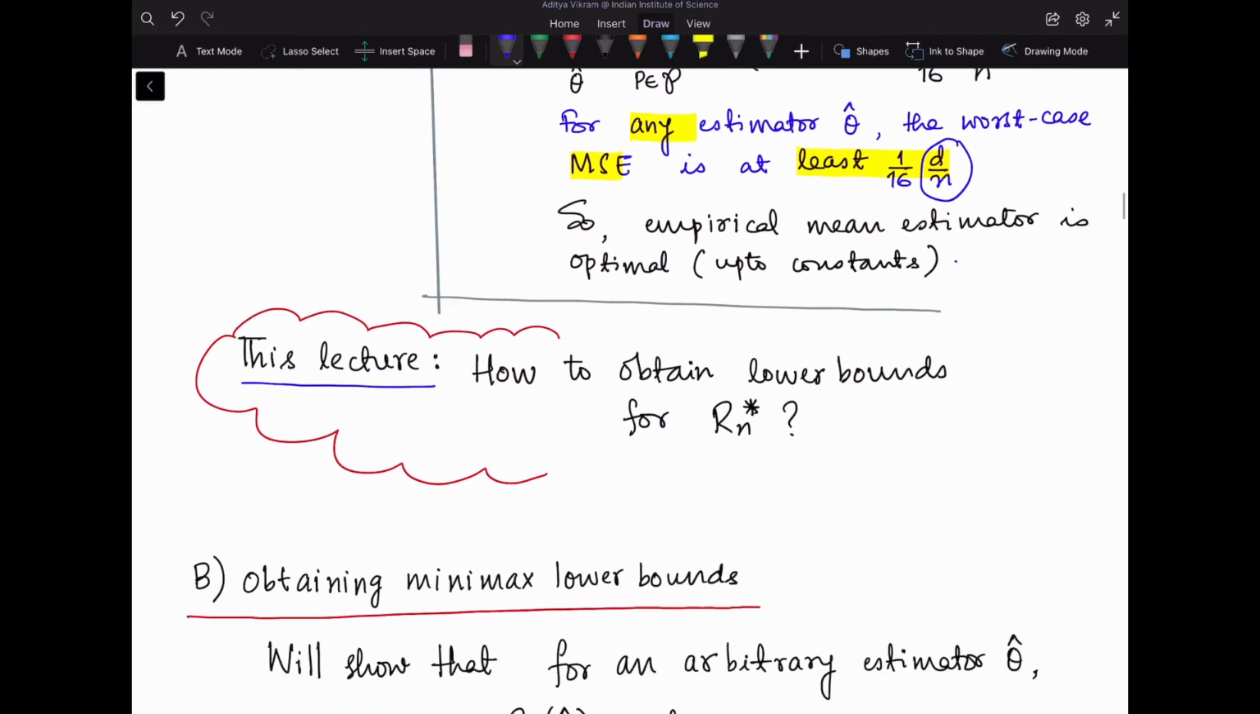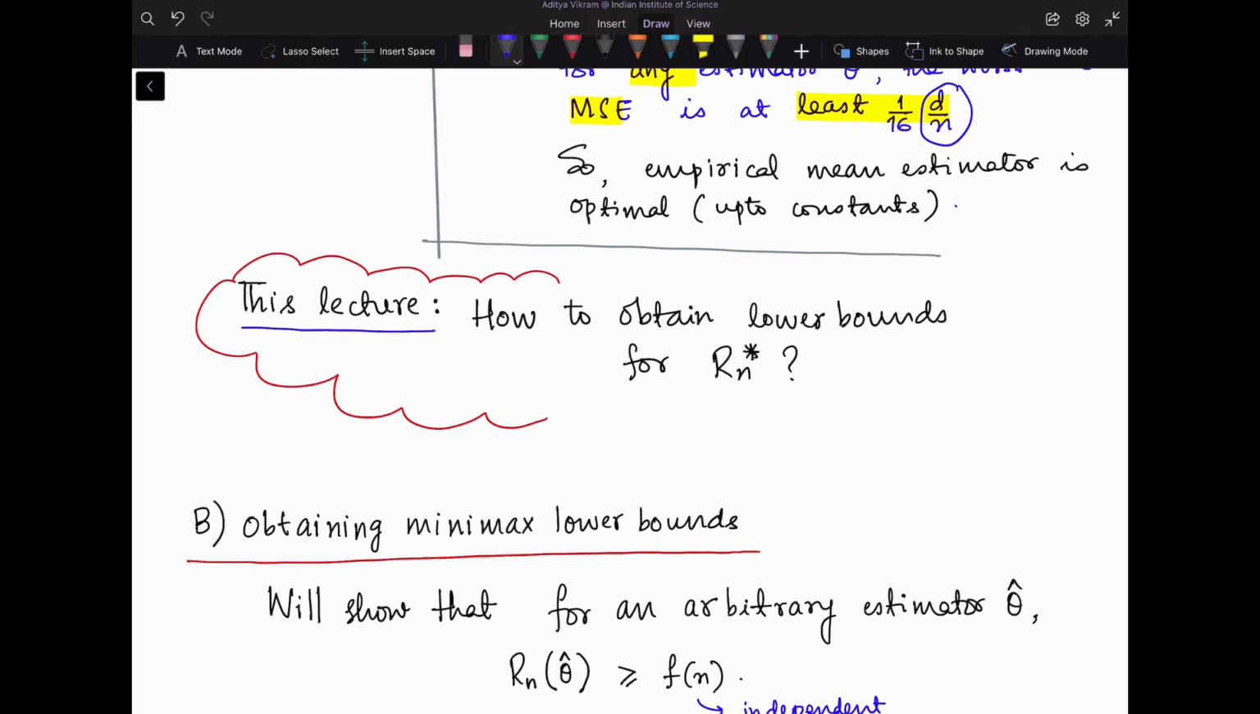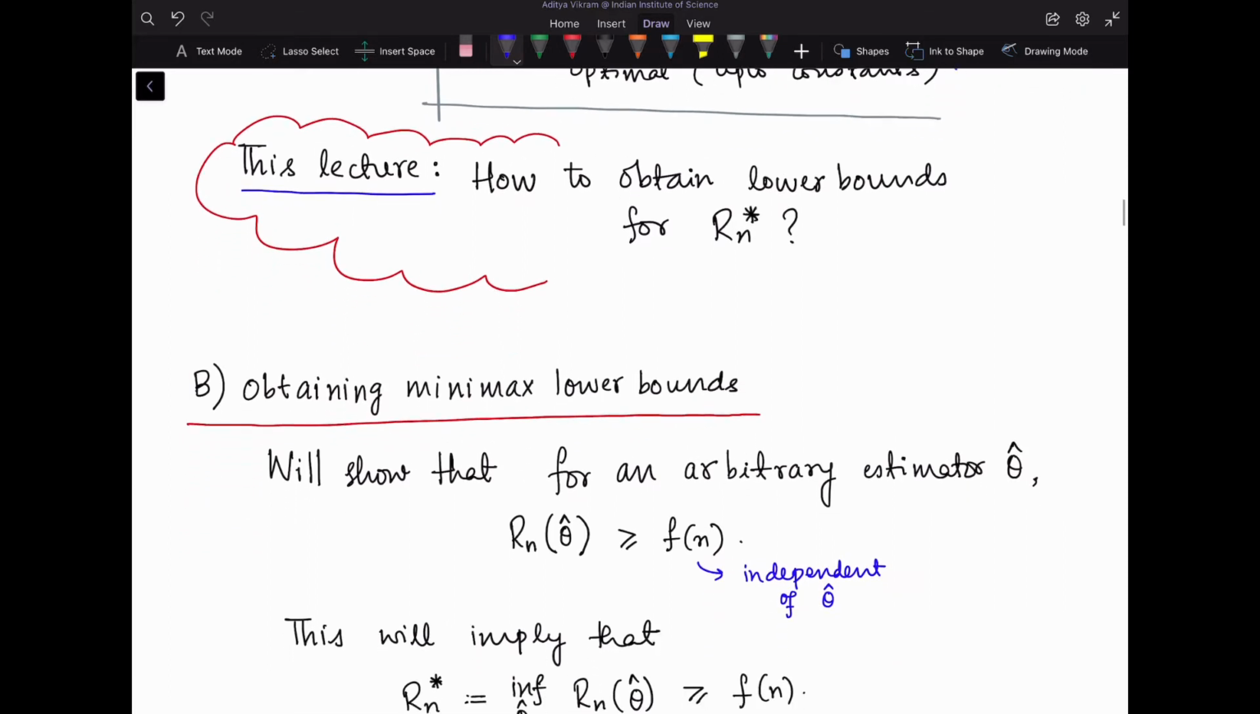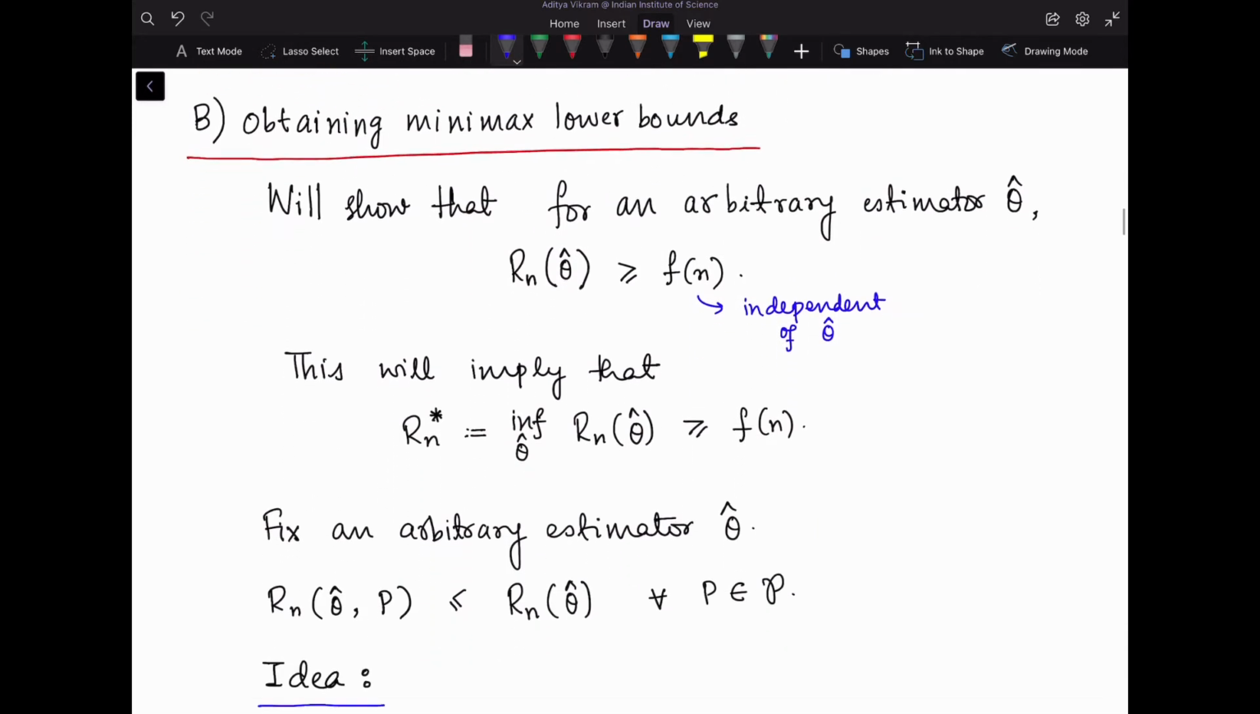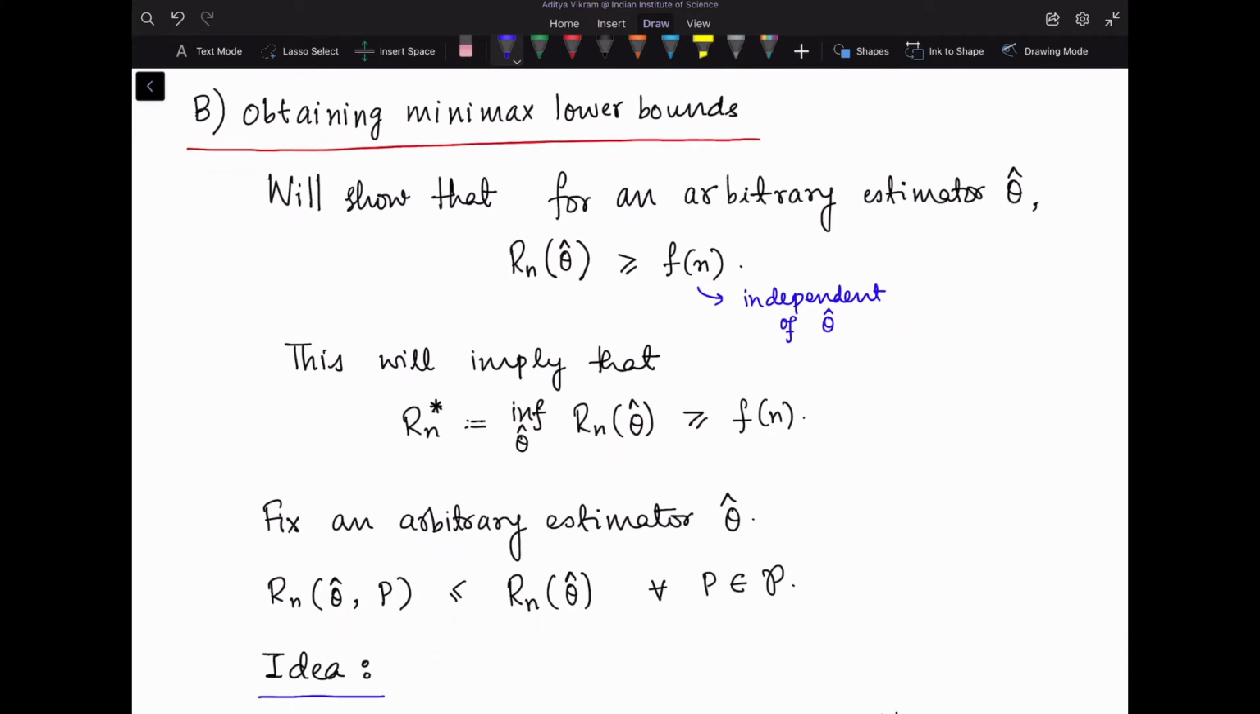So in this lecture, our goal is to study methods to obtain lower bounds for Rn star. Okay. So let's see how we do this. Okay, so how to obtain minimax lower bounds on Rn star. So basically we will show that for an arbitrary estimator theta hat, Rn star is at least Fn. So Fn is some function of n. Okay, n is the number of samples, recall. And Fn is independent of theta hat.